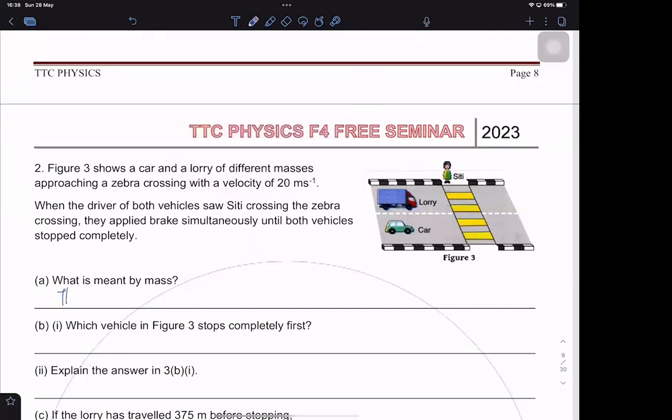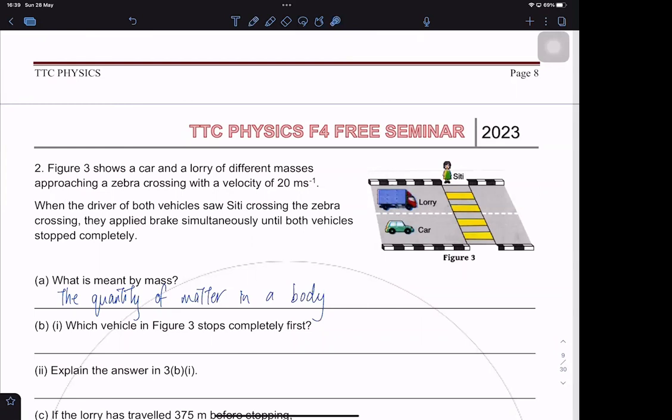You can say the quantity of matter in a body. A body is an object, right? Quantity means how much. Matter means things. How much things in an object. That's the meaning.